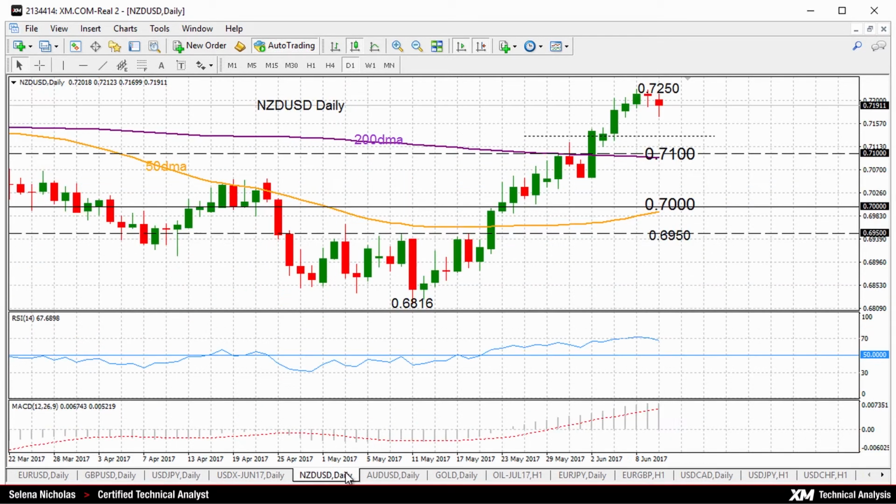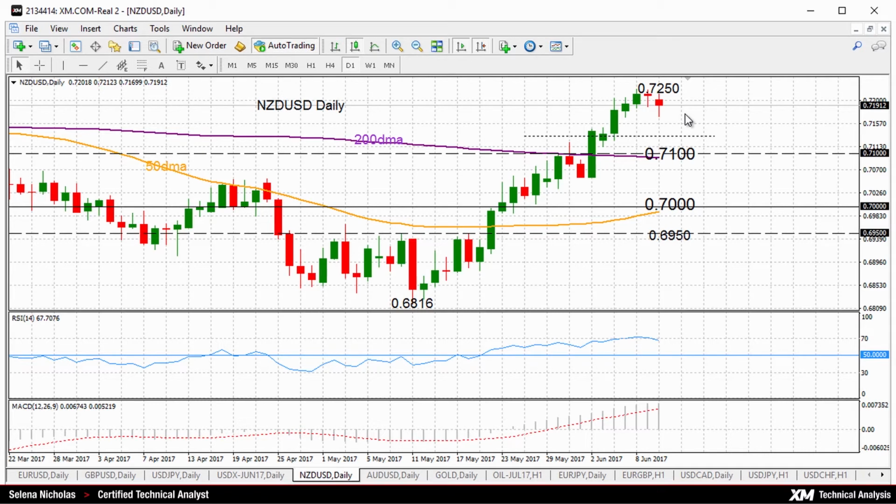Let's turn to the Kiwi dollar, because we saw such a strong rally from 0.6816 back in May all the way up to 0.7250, but this bullish run has lost steam as the market reached overbought levels. We can see RSI reach 70, so that's overbought levels, and prices turned back down for a second day today.